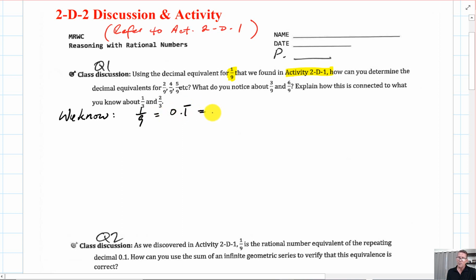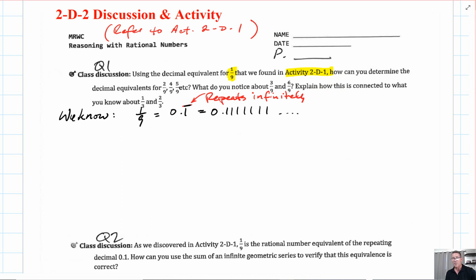Let's make sure that you know what that means. That's 0.1111111 forever. This is an infinite repeating decimal. This bar over the 1 indicates that it repeats infinitely. There is no end. You can even verify that with a calculator if you want. We did that before. So the question is, how do you use that to figure out all the other fractions from 1/9 to 8/9?